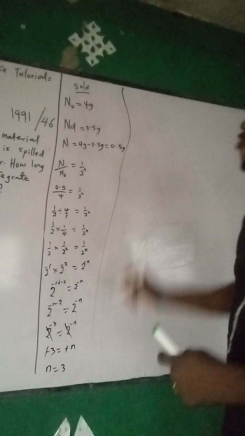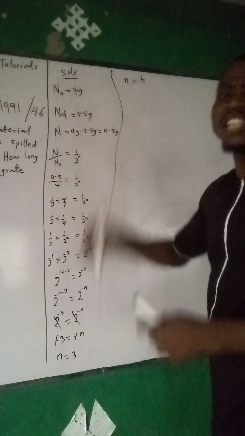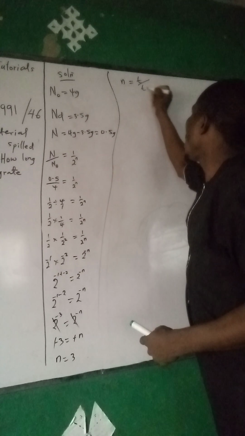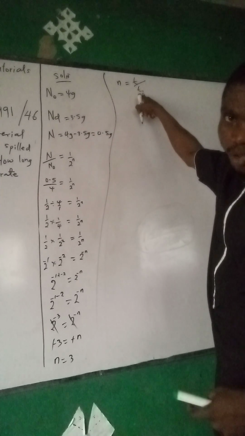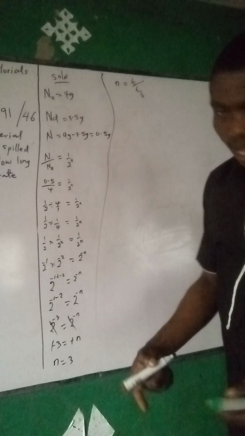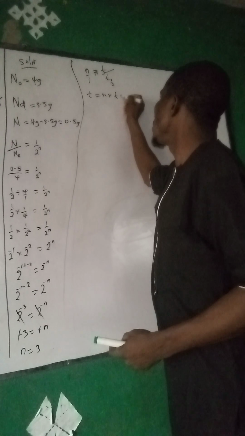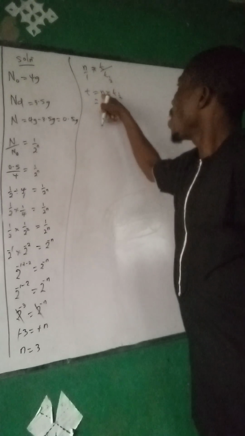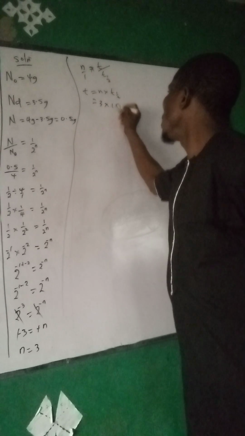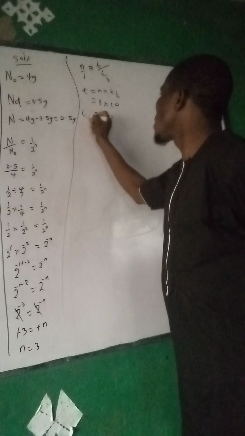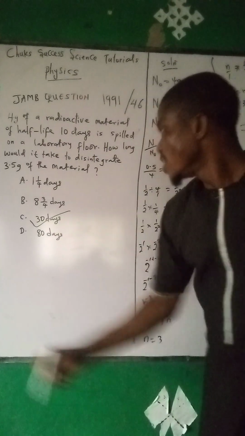Now I will quickly use this formula. The number of half-lives is given as the total time taken for the thing to decay over the half-life. I'm looking for the total time t; I've gotten n, and the half-life was given to me. So t equals n times t half. My n is 3, and the half-life is 10. Multiplying, that gives 30. So 30 what? Days. And that is option C.